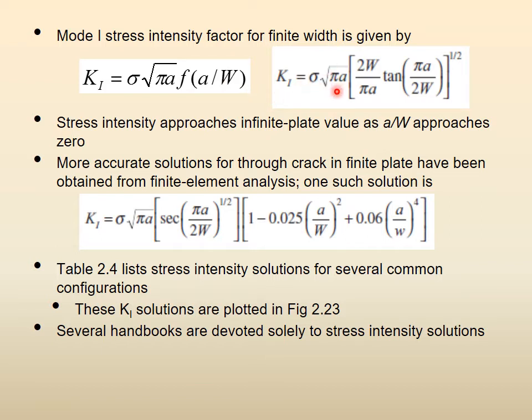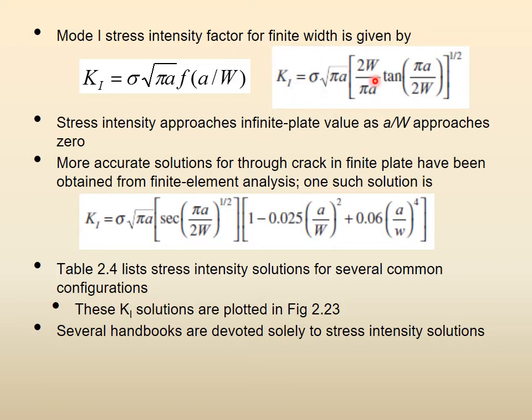Sigma root pi a, and this f(a/w) in one case is the square root of 2w upon pi a tan of pi a by 2w. This can be there. The stress intensity approaches the infinite plate value as a/w approaches 0, isn't it? If the crack size compared to the width of the plate is negligible, as a/w approaches 0, then the stress intensity becomes normal K1 because the plate is now infinite.